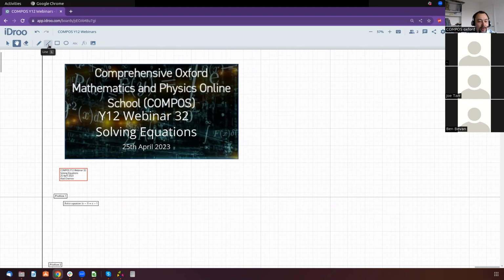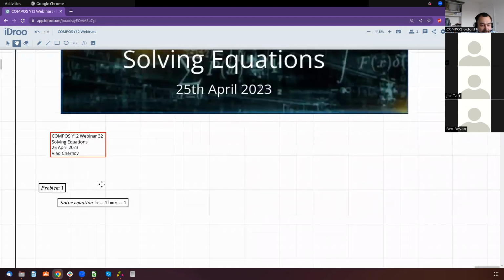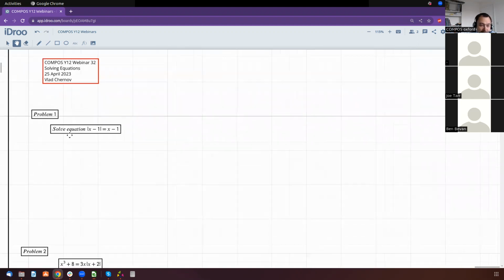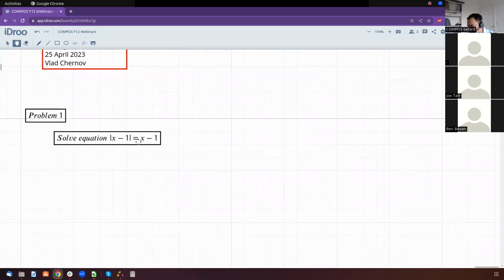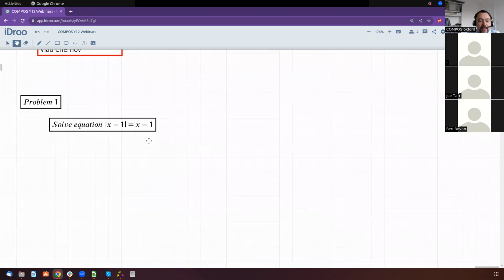And I want to start with equations with modulus. Okay, so let's have a look. The most efficient way of solving equations with modulus is probably graphing them. But they can also be solved algebraically. Okay, so let's have a look. You have an equation, modulus of x minus 1 is equal to x minus 1.